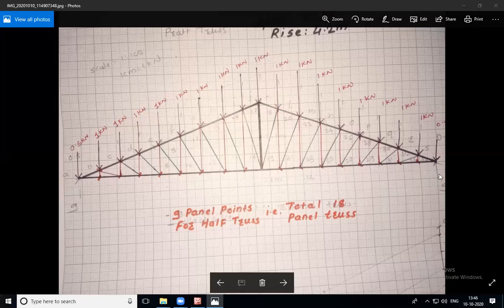So the reactions at the extreme ends will be the same, isn't it? If you count the total number of loads, it comes out to be somewhat 18, isn't it? So 1, 2, 3, 4, 5, 6, 7, 8, 9, 10, 11, 12, 13, 14, 15, 16, 17, and this 0.5 plus this 0.5, 18. So the total load will be 18 kilonewton.